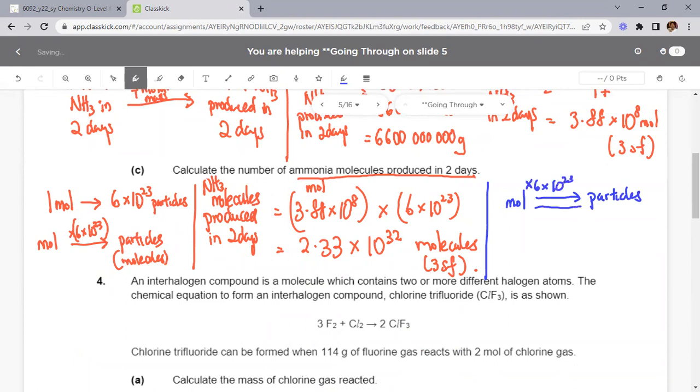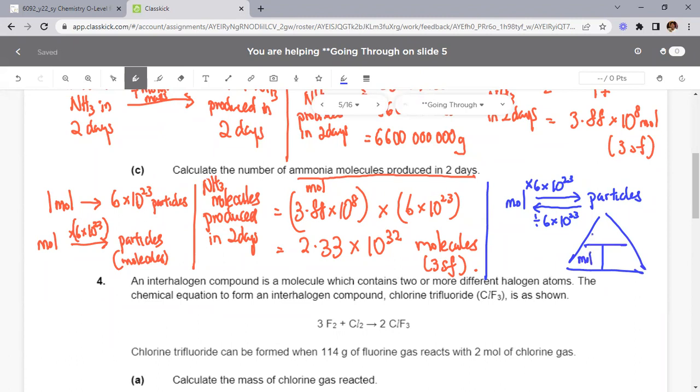Of course, if you want to go from particles to number of moles, you divide by 6 times 10 to the power of 23. So this is another interconversion. You have learned how to convert from mole to mass, and from mole to particles. So actually you have picked up 2 triangles over here.